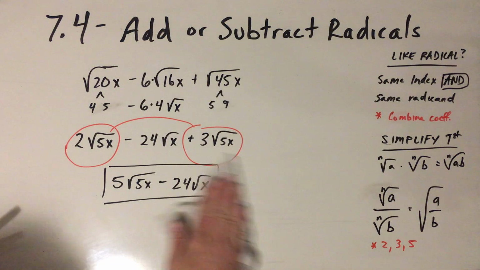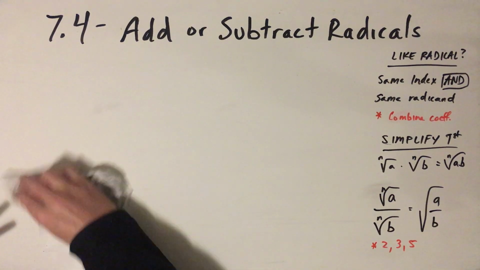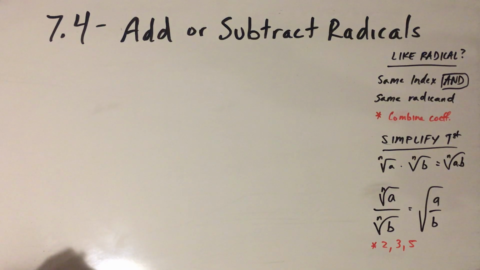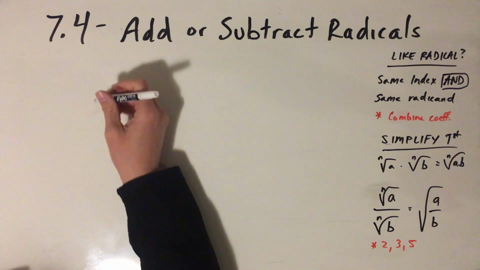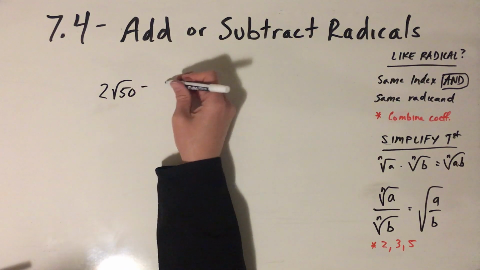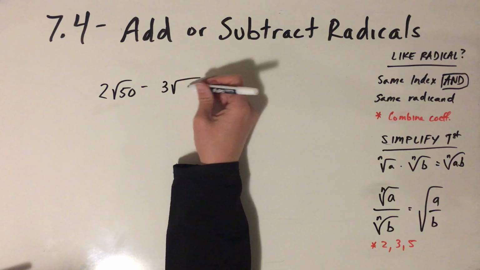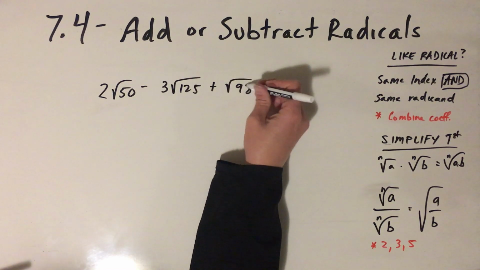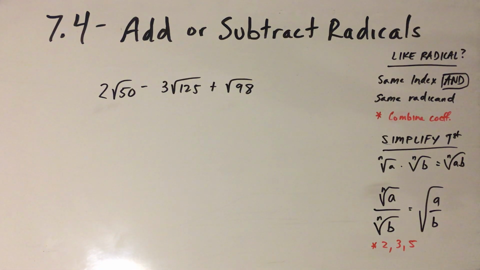You can pause. Okay, go ahead and try 2 square roots of 50 minus 3 square roots of 125 plus the square root of 98. So go ahead and pause and simplify and combine these if you can.